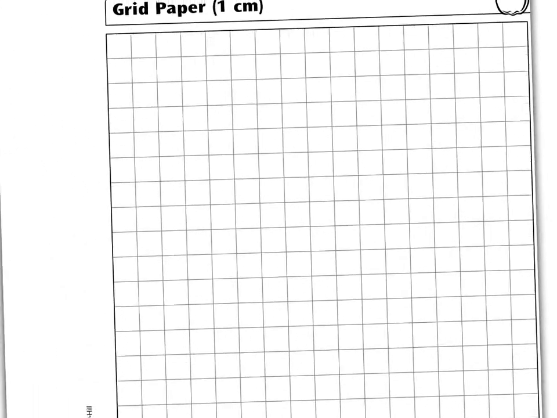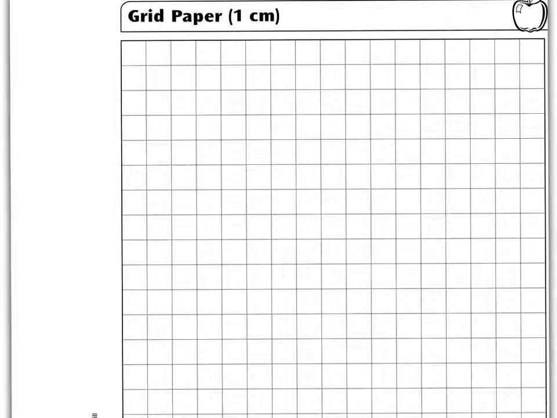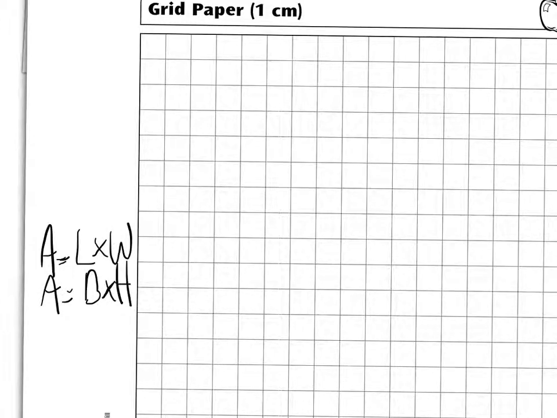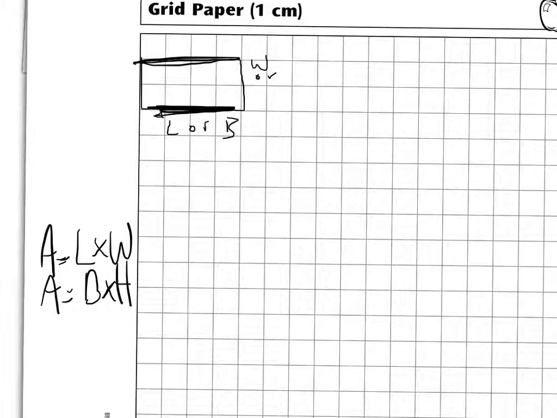Let's start by refreshing our memory from the area of a rectangle and parallelogram. Area of a rectangle, we know, is area equals length times width, or area equals base times height. Okay? However you want to do it, because if you have a shape such as this right here, this would be considered the length or the base. This is length or base. Here is the width or height.